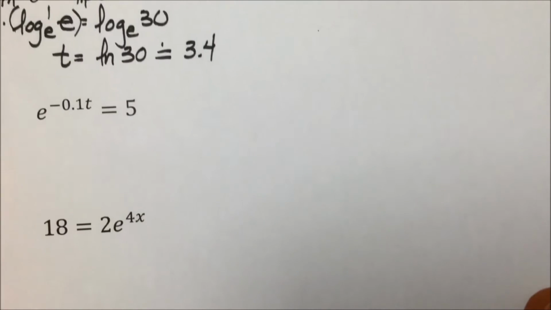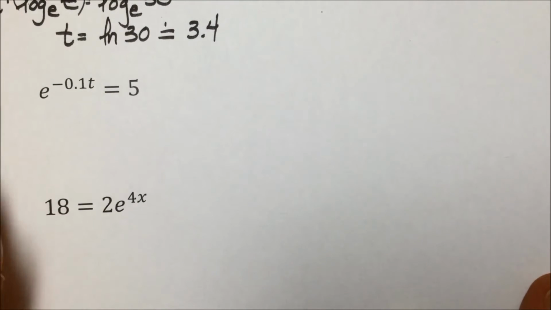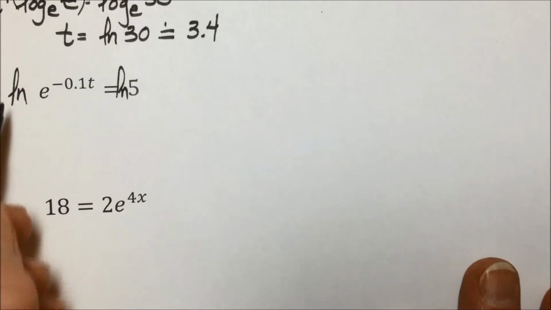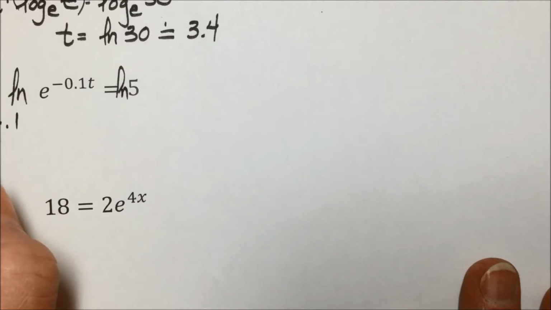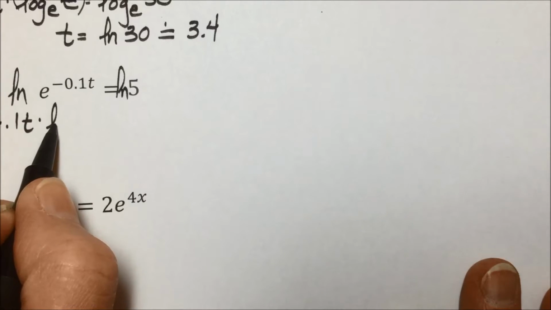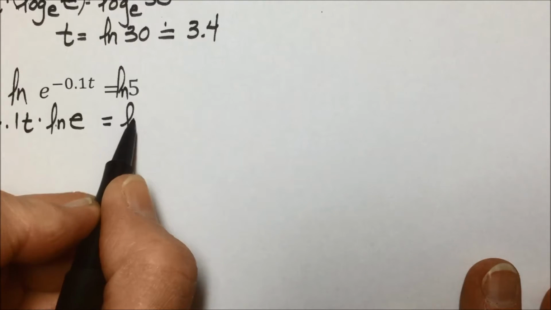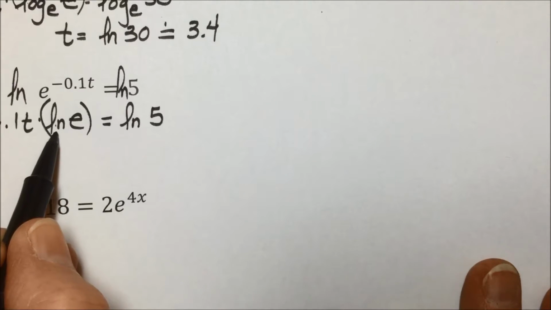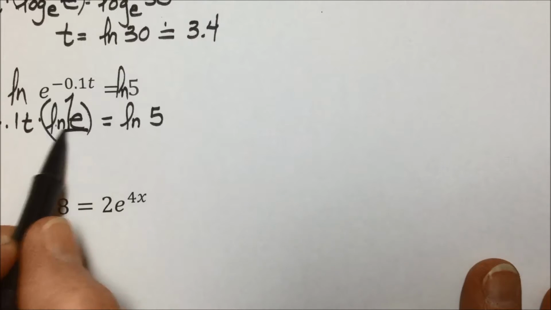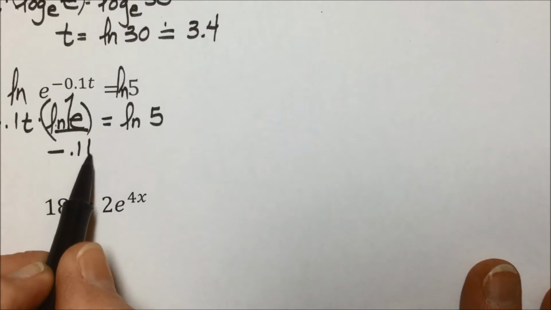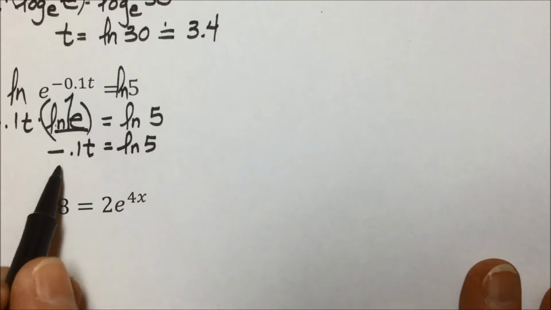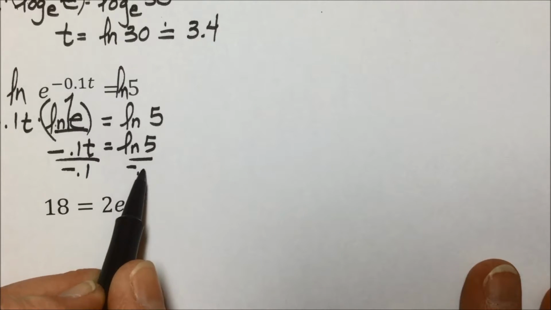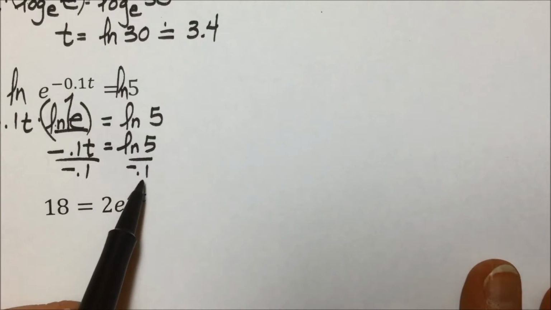Same situation in this next problem. Because the base is e, the best bet is to take the natural log of both sides. The log of a quantity with an exponent, the exponent becomes the coefficient, so we have a negative 0.1t times the ln of e is equal to the ln, which is natural log, of 5. Again, we have the log base e, this is shorthand for that, of e. This results in a value of 1, leaves us with negative 1/10 t equals ln of 5. And solving for t, we'll divide both sides by negative 0.1. So here's our exact answer.